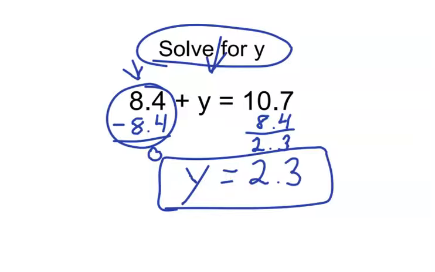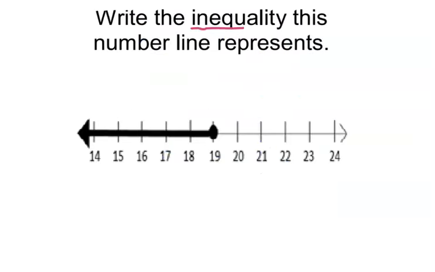Write the inequality this number line represents. All right, so the number 19 is the number that has the dot above it. So I'm going to just put a 19. And then I can pick any variable I want to. So I'll just put in x, I guess. So we have x and 19.